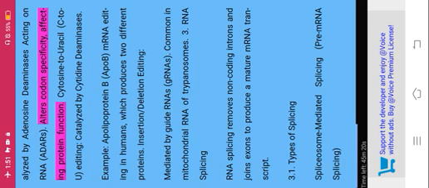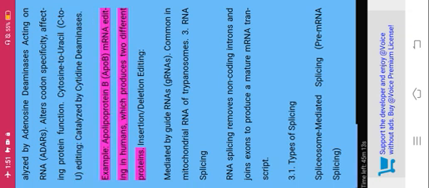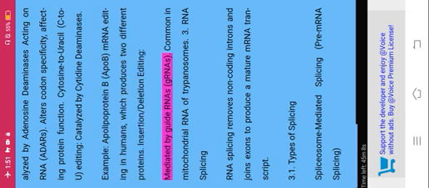Alters codon specificity, affecting protein function. Cytosine to uracil (C-to-U) editing, catalyzed by cytidine deaminases. Example: apolipoprotein B (ApoB) mRNA editing in humans, which produces 2 different proteins. Insertion-deletion editing is mediated by guide RNAs (gRNAs), common in mitochondrial RNA of trypanosomes.